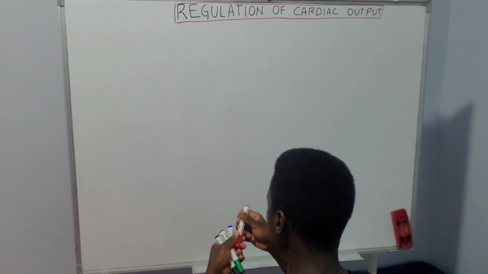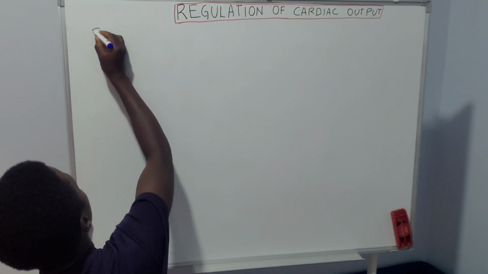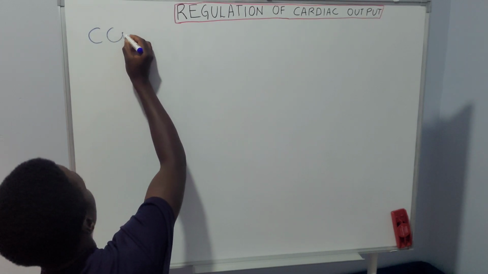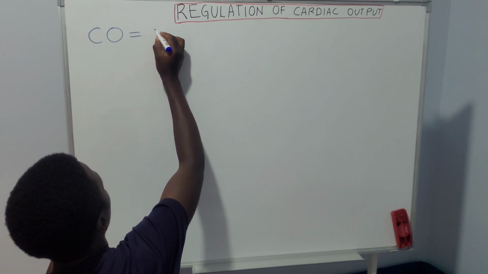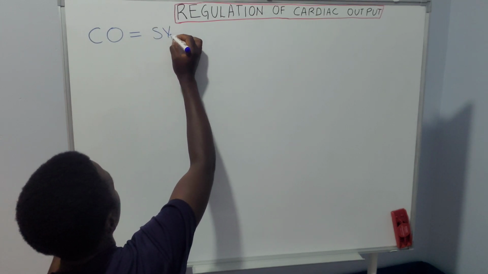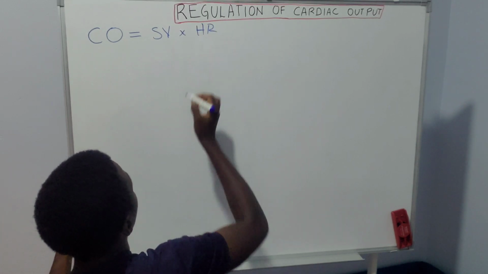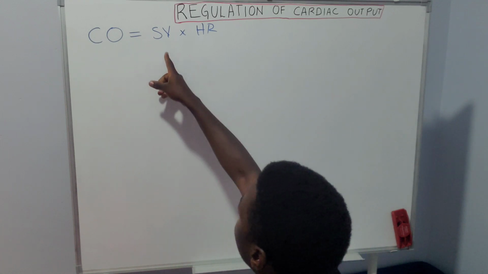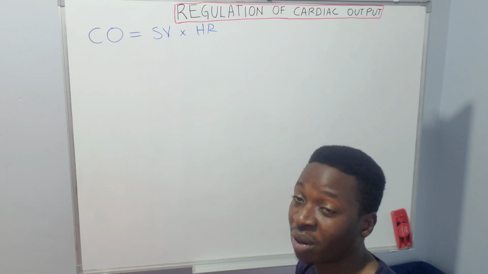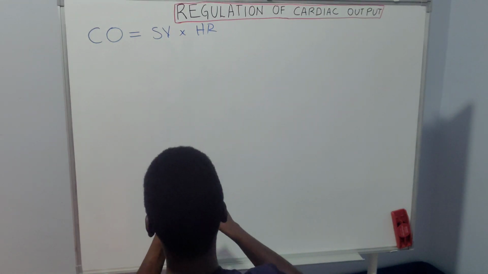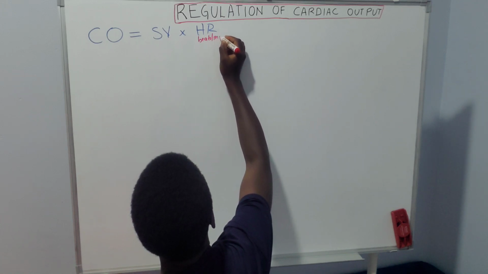So cardiac output can be expressed, and this is going to be an important formula in our discussion, as the product of the stroke volume and the heart rate. Heart rate is just the number of beats made by the heart in 1 minute. So this heart rate is measured in beats per minute, okay?